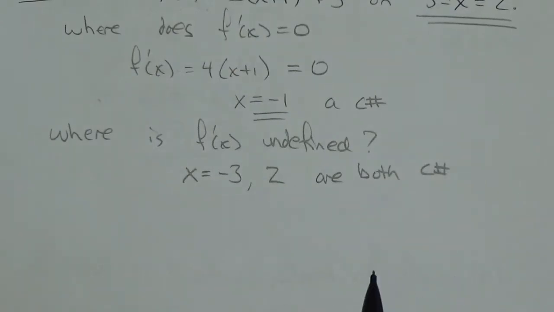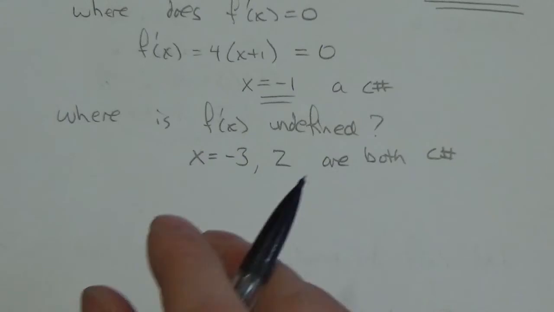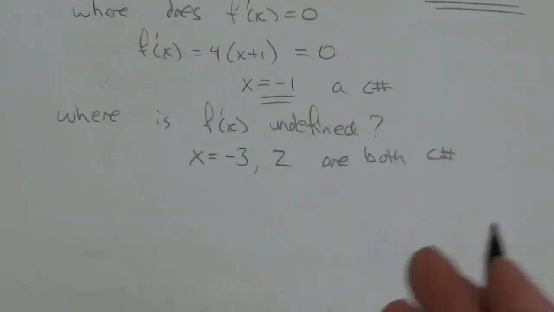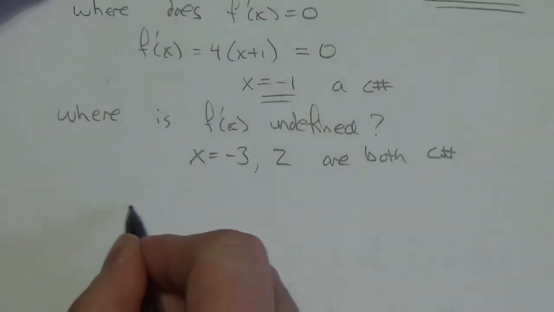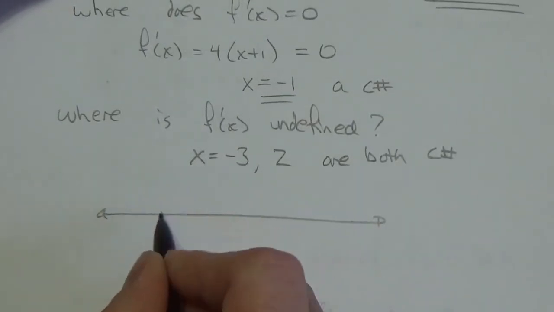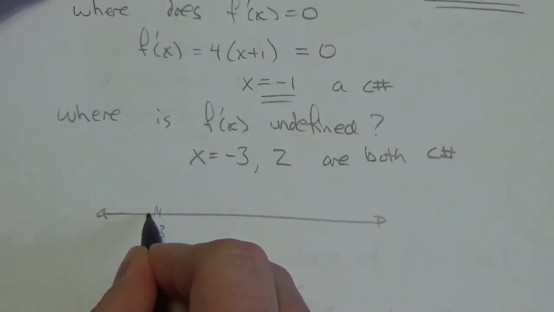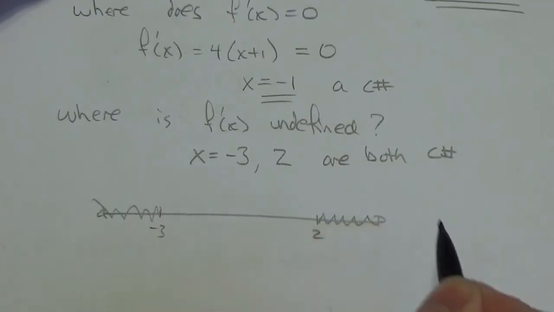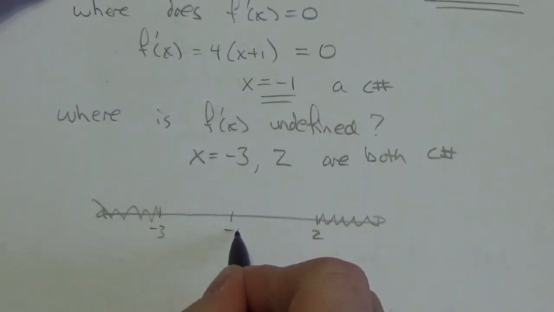Now, if I want to know whether these are increasing or decreasing, if I want to know if they're maximums or minimums, I should investigate those intervals. Now, what I'm about to do here is something that we will talk specifically about in a subsequent lesson, but just to lay the foundation. Here's my number line. Here's -3, and it doesn't exist beyond -3. Here's 2, and it doesn't exist beyond 2. And then we've got this -1 in here.